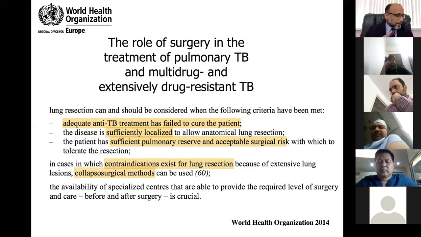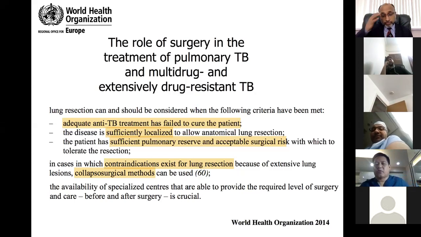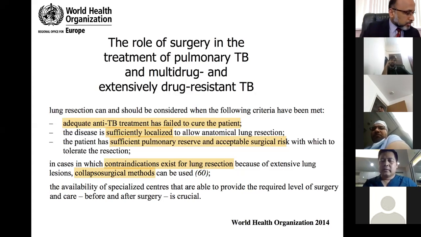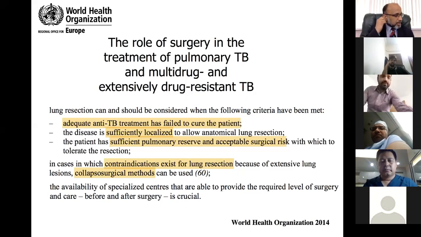Agreed, Edmund? Yes, there's still a role for collapse therapy. Those who tolerate resection. This is still being performed, but these are being performed lesser and lesser because of newer drugs that we're having for TB treatment, the second line drugs that we've been having. Yeah. So I'm now going to come on to the surgical management rather than talk about medical management.